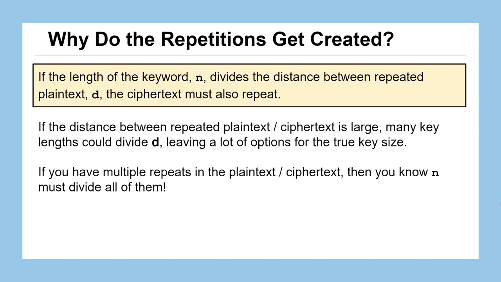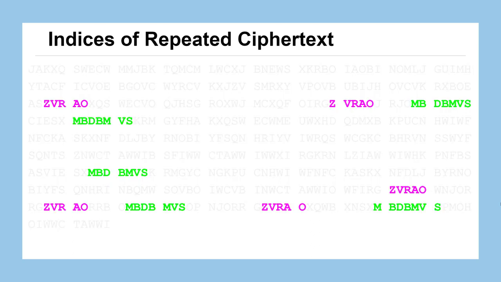So if one gap had a length of 10 between it and the next gap had a length of 7 between it, maybe that'll help us figure out something about the key length, more than if we just had one gap to identify. So let's look back at our example ciphertext here, and we'll just highlight all of those repetitions. So if we look at the ZVRAO repeats, the first one of those is at index 102. So we kind of counted those there for you. The next one would appear at index 134.